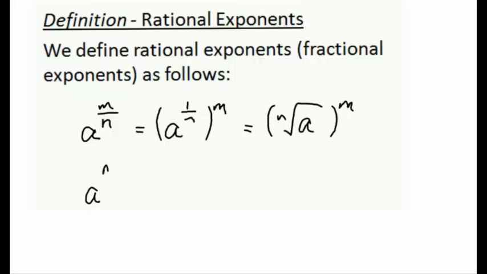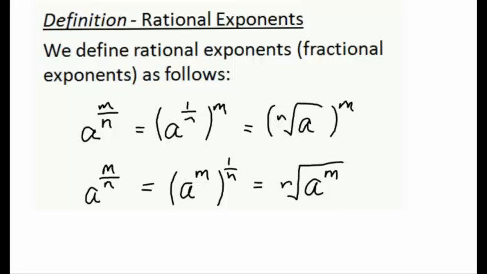Now, alternatively, we could think of a to the m over n as a to the m, all to the power of 1 over n. And we saw that any expression to the 1 over n, we can think of that as the nth root. So it's also possible to think of this particular expression, a to the m over n, as a to the power of m, and then we apply the nth root. So either of these ways to think about a fractional exponent is okay.